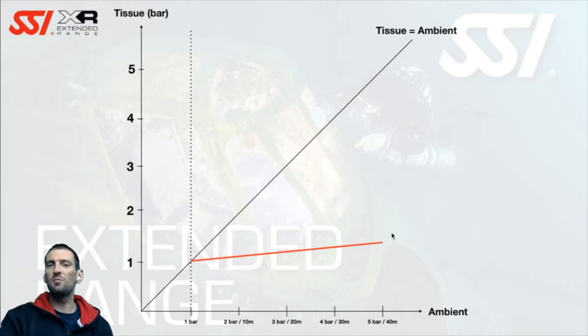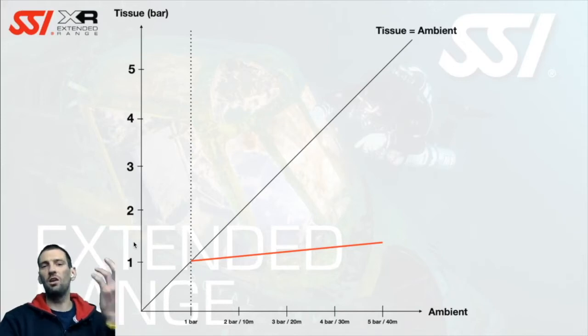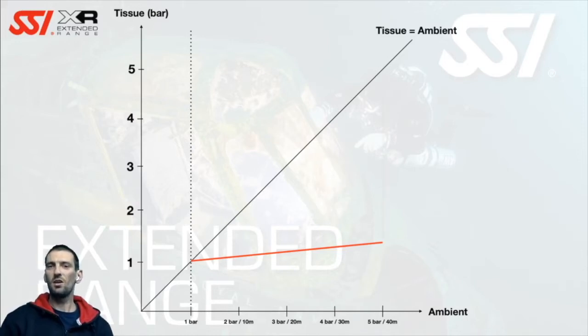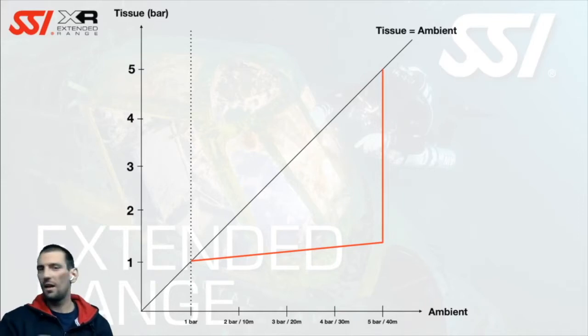So the ambient pressure is 5 bar and his tissue loading, so the pressure in the tissue is like, I don't know, 1.1 maybe here. So once he enters the wreck, he goes up on our graph, just simply because he's on-gassing. And how long will he be on-gassing? Simply as long as it takes to get into equilibrium.